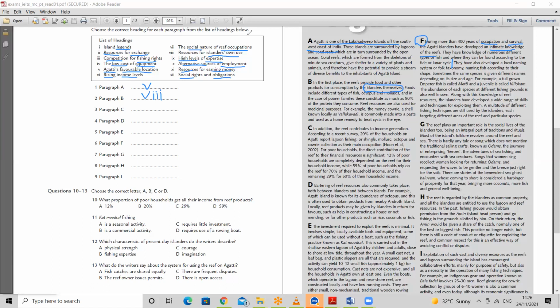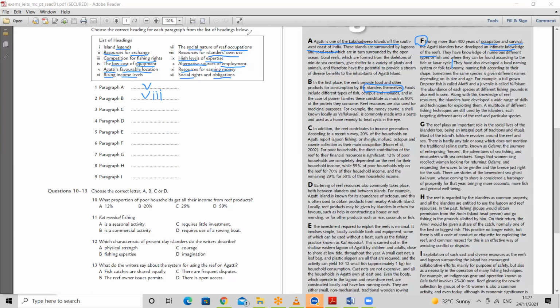So if I look back at the list of headings to try to match, I can see there's the word expertise in number 9, high level of expertise. So you can see that they have developed knowledge of numerous different types of fish, where they can be found according to tide or lunar cycle. So this is a very high level of expertise. They have developed the intimate knowledge of the reef. I'm sure the first sentence and even the second sentence is more than enough to help you decide what the best answer should be.